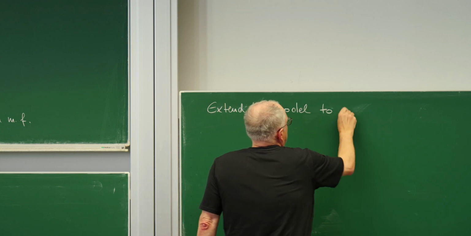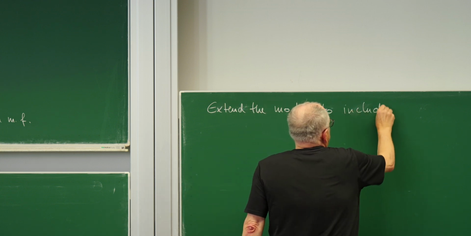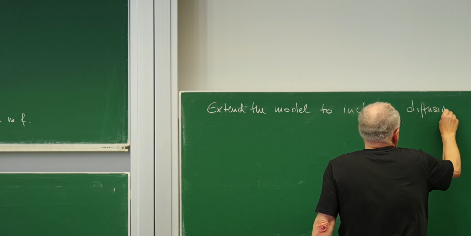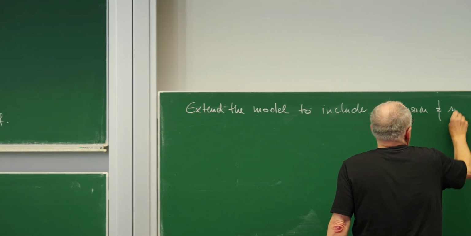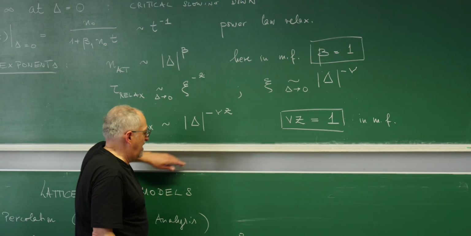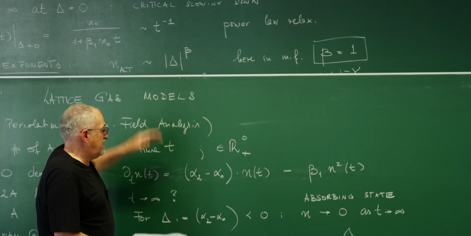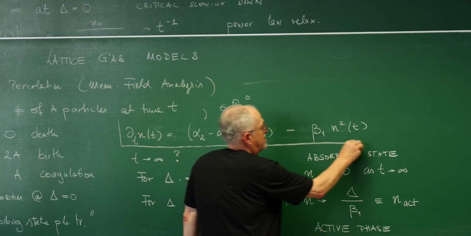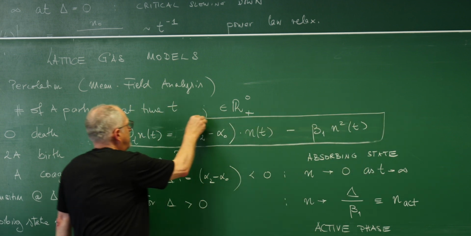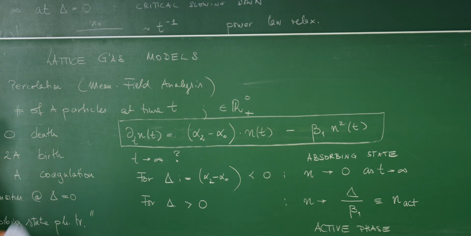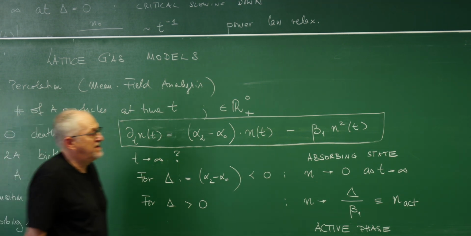To include diffusion or space. And that's not hard either, right? Because we already have the equation describing the reaction kinetics. And all we need to add is that this is a diffusive field.